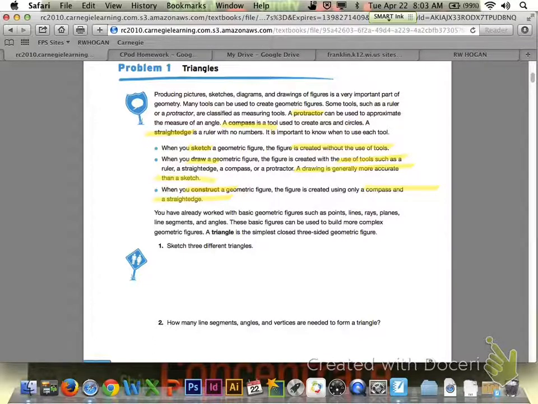You have already worked with basic geometric figures such as points, lines, rays, planes, line segments, and angles. These basic figures can be used to build more complex geometric figures. A triangle is the simplest closed three-sided geometric figure. So what I would like you to do to get started today, for number 1, it just says sketch 3 different triangles. So again, you're just drawing freehand, don't have to use any tools. Then answer number 2, how many line segments, angles, and vertices are needed to form a triangle?